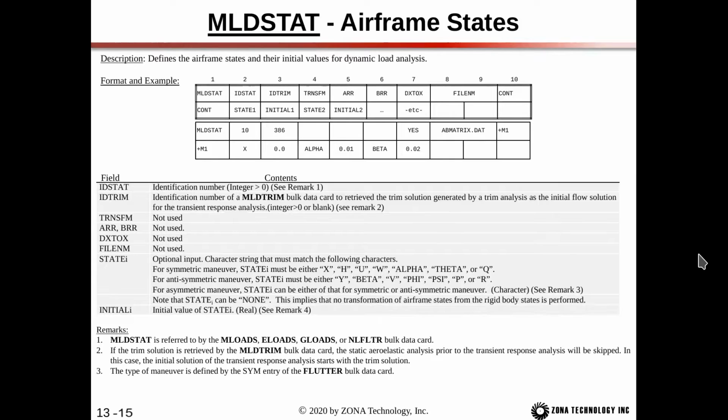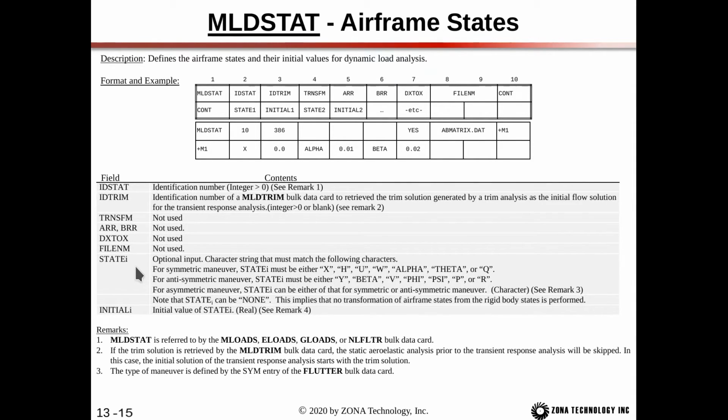Next we have the MLD stat card, which defines the airframe states. So ID stat is the identification number referred to by the MLODS card. ID trim is the identification number of an MLD trim card to retrieve the trim solution generated by a trim analysis as the initial flow solution for the transient response analysis. Then the remaining fields here are left over from ZEUS, so they're not used in ZEUS.